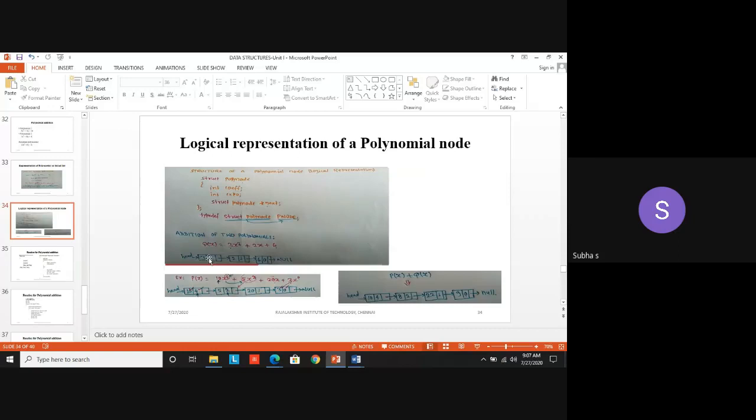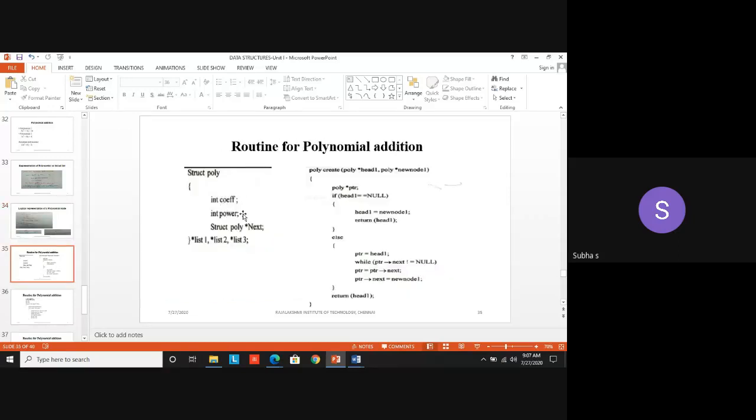I told here, you have two data fields, one for coefficient, one for power. Both are integers. But I can't give the next part also as integer, so I'm using a pointer of type poly. What are list 1, list 2, list 3 and star list 1, star list 2? These are the members of this structure. Got it? I'll explain this routine in the next class in detail. Now you are able to understand how to add two polynomials using linked list.